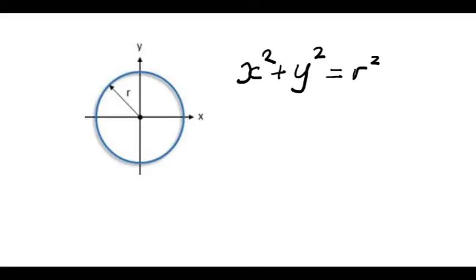The origin is the point 0, 0, it's where your two axes meet, and x and y are just coordinates on that circle. R is your radius, so that's the length from the centre to the edge of the circle. So if you pause the video and copy this down onto your worksheet, this is the equation of a circle centred at the origin with radius r.